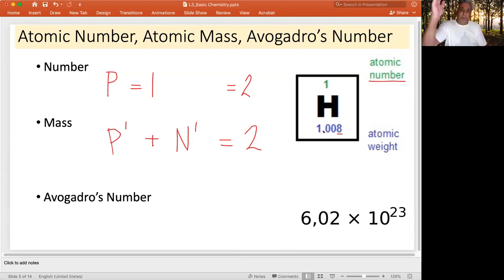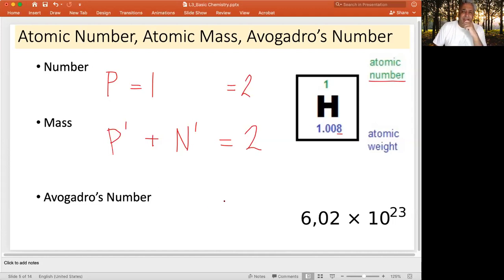Atomic number at the top is the number of protons. The atomic mass, or atomic weight, as some books call it, below is the number of protons plus neutrons. But what about the electrons? Well, the electrons weigh 1/2000th of the mass of either one of these, so we don't really count them, right? So poor electrons. All right, so that's going to be important.